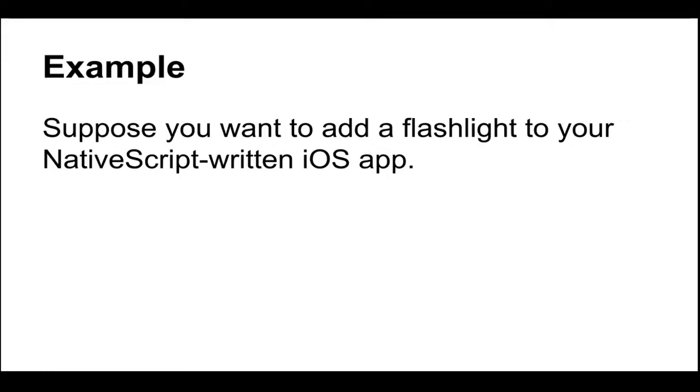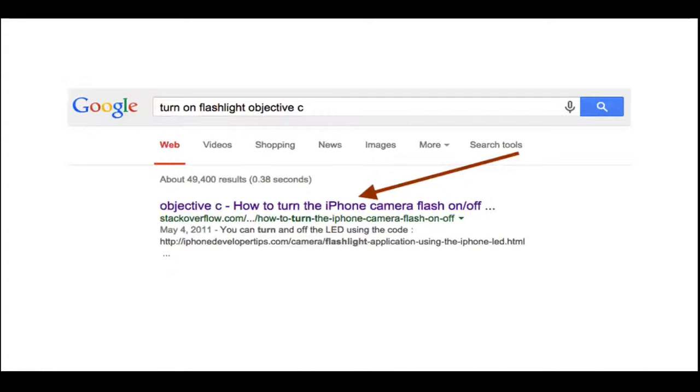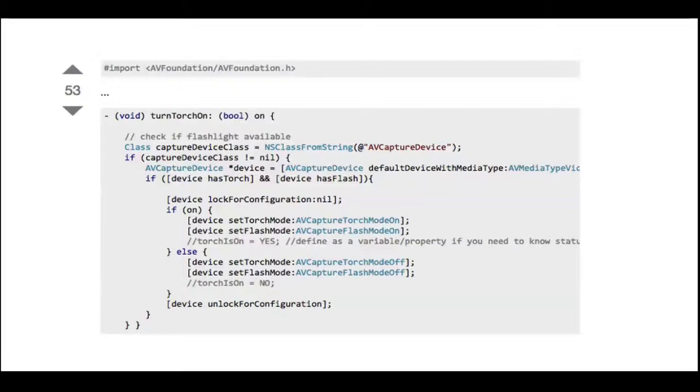So I did what any developer would do: I went to Google and asked, how do I turn the flashlight on? And Google, as it does, sent me to Stack Overflow, where some random person gave this very helpful Objective-C chunk of code. This is a toggle function, a method that you would call to toggle the flashlight in an iOS app written in Objective-C. So the question, and it took me a while, is how do I actually do this in NativeScript? This is Objective-C code.